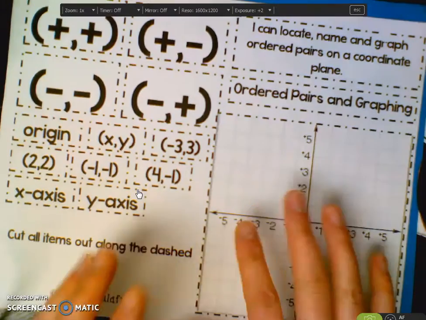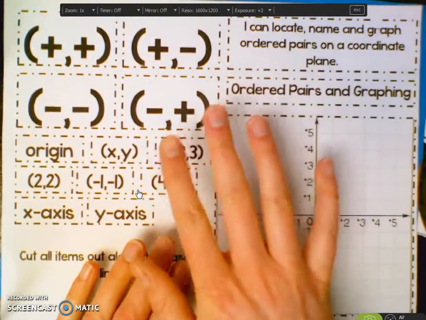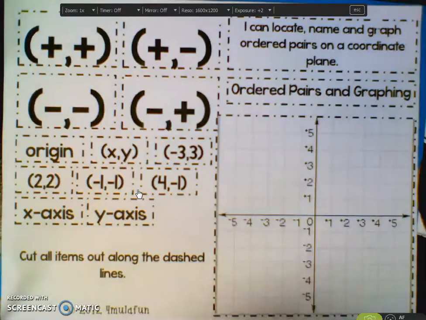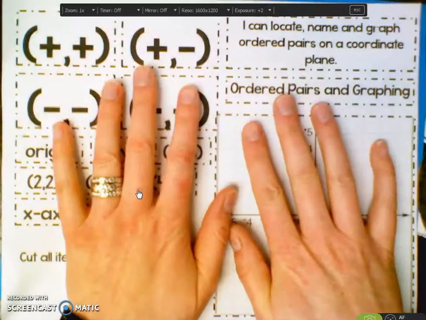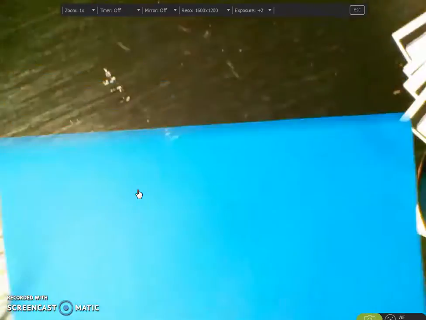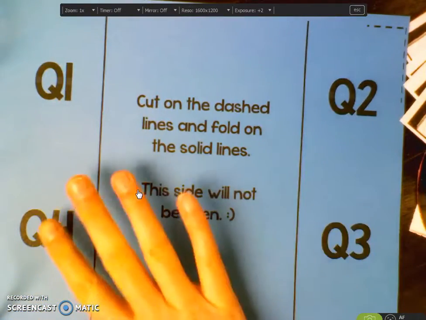Okay, we are here going to work on the coordinate plane. So today we're going to focus on the coordinate plane and the different quadrants in the coordinate plane. You should have this piece of paper that has Q1, Q2, Q3, Q4 on it.